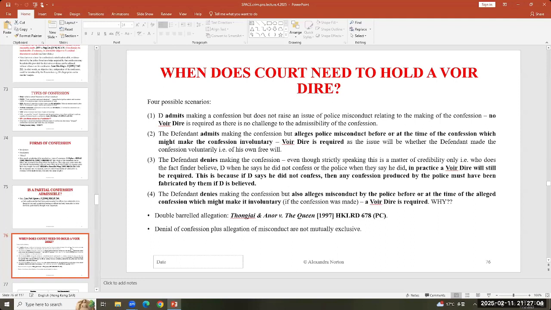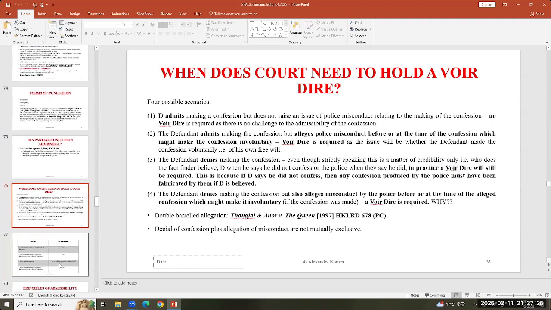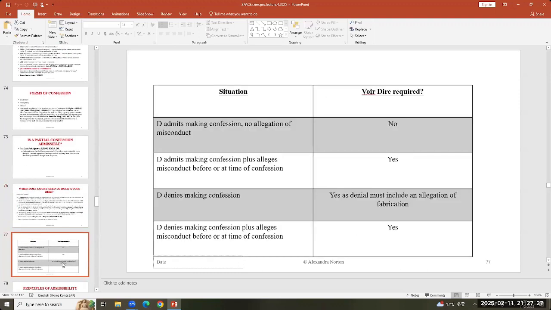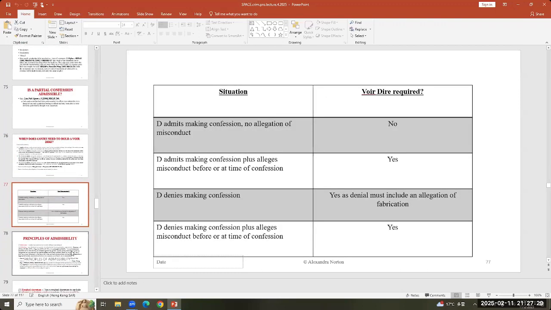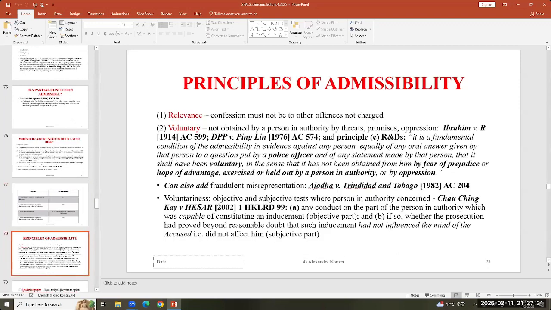But remember the double-barreled situation. This is where the defendant says, I didn't confess, but he also alleges at the time the police say he did confess, they beat him or induced him. That's the Thongjai scenario and the double-barreled allegation. And you do need a voir dire in that situation because a denial plus an allegation of misconduct are not mutually exclusive. So there's our summary chart.